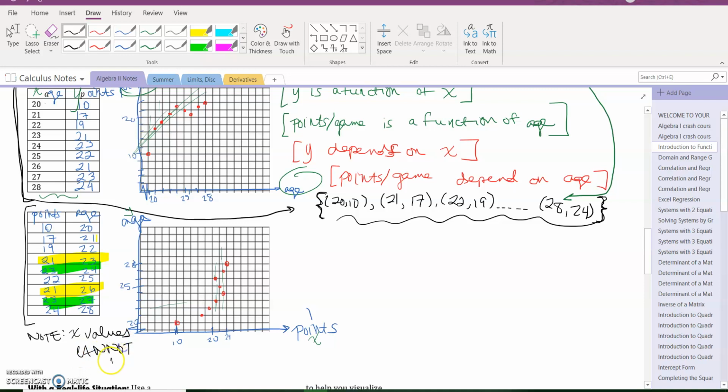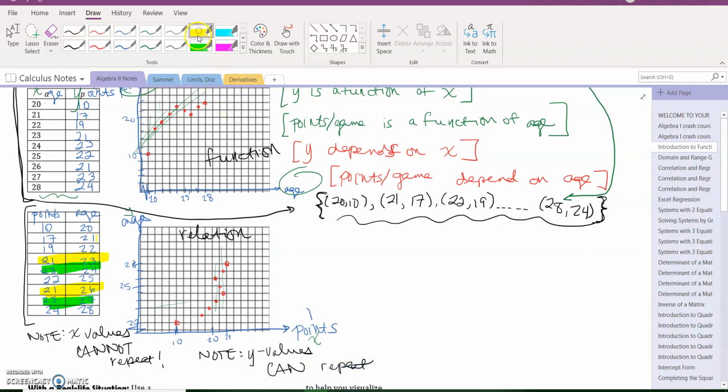If they repeat, it means an X is going to more than one Y, and that immediately means it's a relation, but not a function. So let's actually make sure we remember that. This is a relation. This one is a function. What you should note here is also, in the first one, we saw that Y values can repeat.